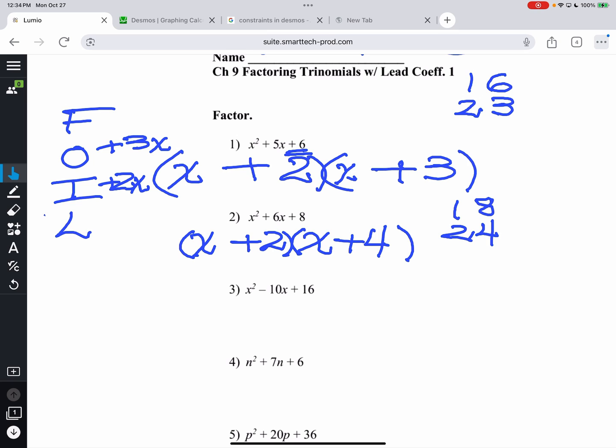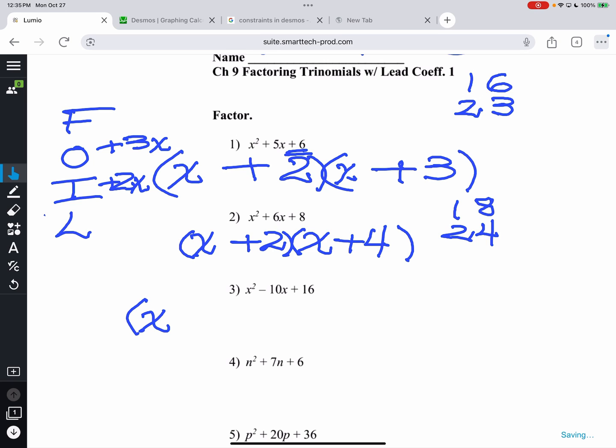Now, number 3, look at our last sign. It's a plus. So we know we're going to be using same signs. But when we look to the first sign, what does it tell you we're going to use? Negative. So this time they'll both be negative.